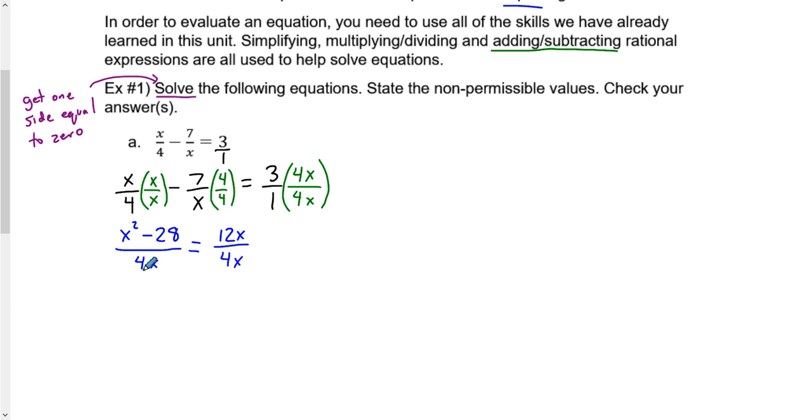And now that our denominators are the same, we can subtract this to get one side equal to 0. And it would be ideal to subtract this entire 12x over 4x because this already has a positive x squared. Typically in pre-calc 20, we want to have positive x squareds.